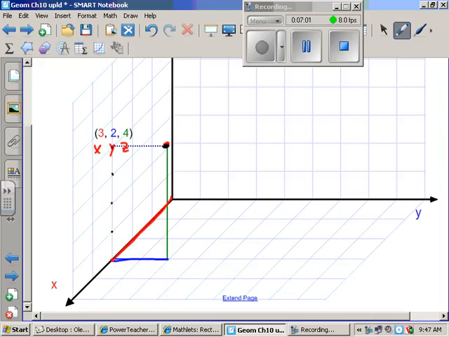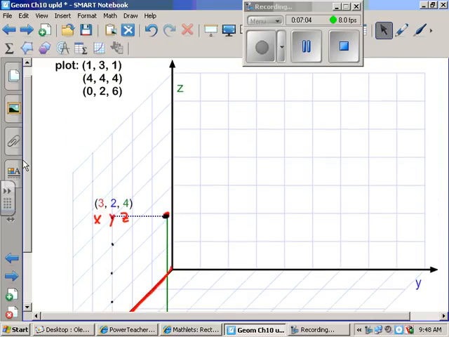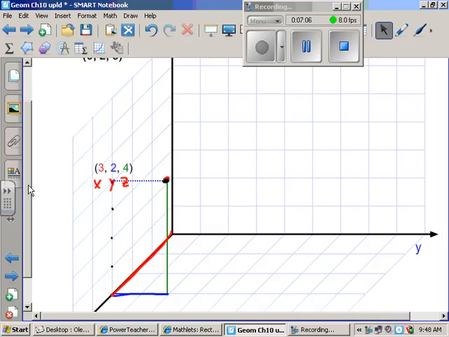Okay? All right. So for instance, another one may be 1, 3, 1. X comes first, so I'm going to go 1 on the x-axis, 3 on the y-axis, 1, 2, 3, and then up 1. So I'm going to go up to here, and go over from there. So my dot is floating in space right there. Okay? Take a second and try to graph these other two, 4, 4, 4, and 0, 2, 6.